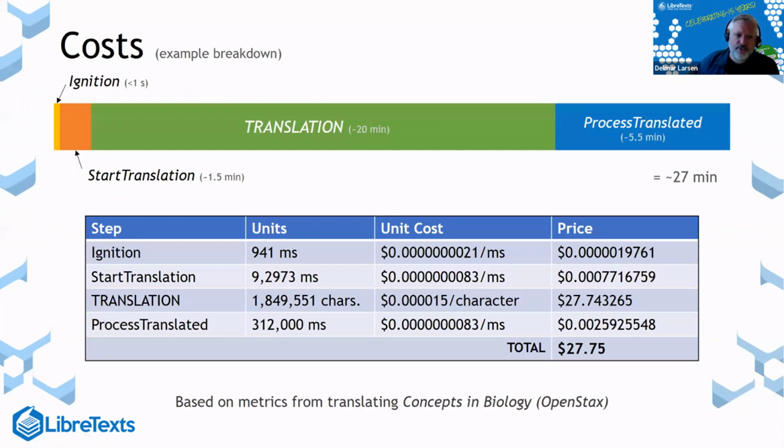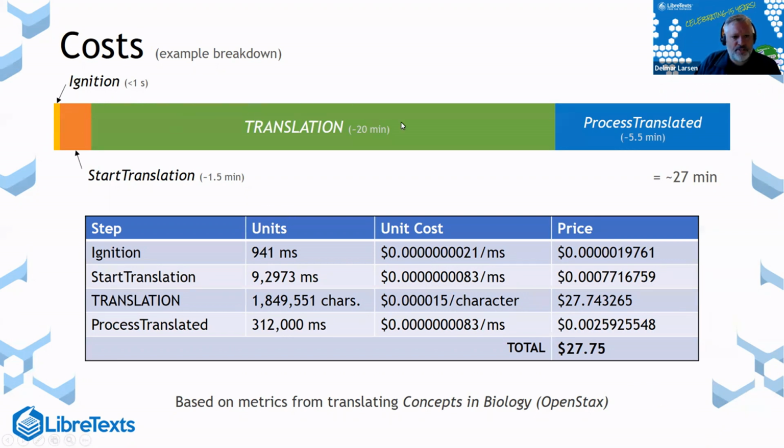When we actually went through this and went through the effort, it takes approximately 30 minutes in order to process the translation of one book. In this case here, this is a book that has, I think, approximately 400 pages. This is Concepts in Biology from OpenStax.